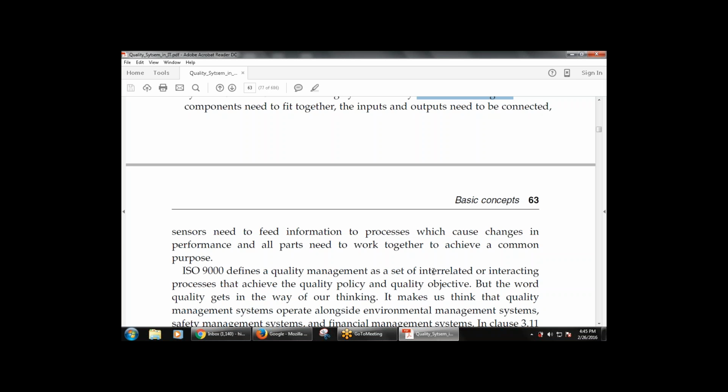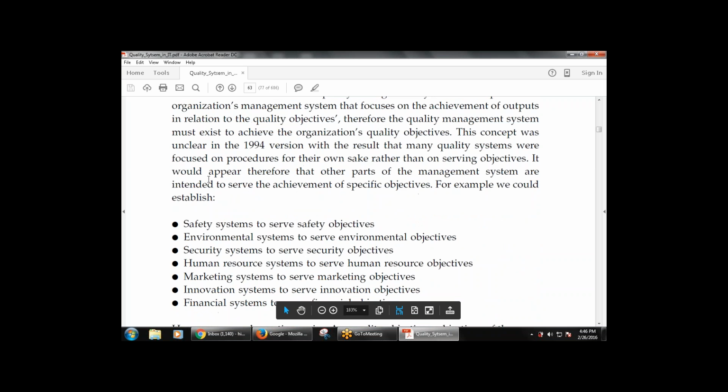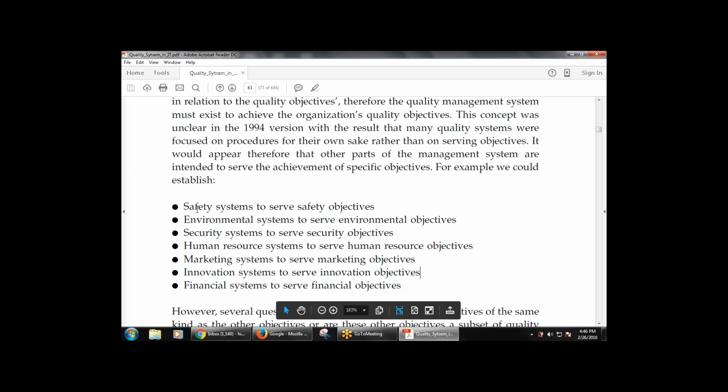So whatever the term that is used to define the quality, it is used to define the achievable quality, policy, and quality objective. But the quality gets in the way of the thinking. That means there are multiple ways by which we can think about the quality. Now, these are the various objectives that will be available for setting the objective.